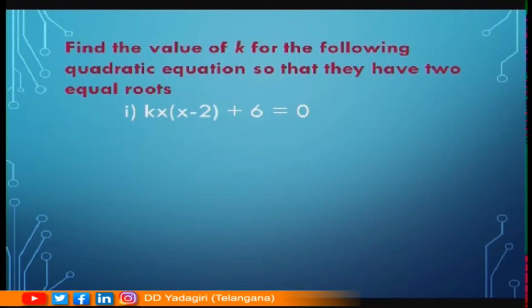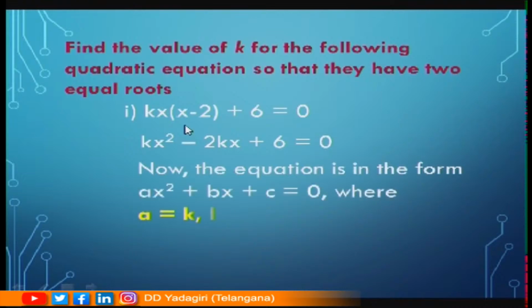Now, what is the equation given to us? Kx into x minus 2 plus 6 is equal to 0. So, first we have to open the brackets by multiplying with kx. What do I get here? Kx square minus 2kx plus 6 is equal to 0.